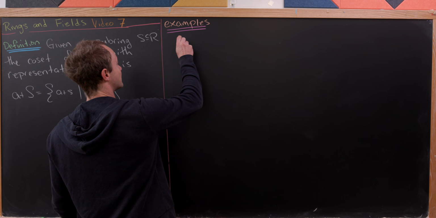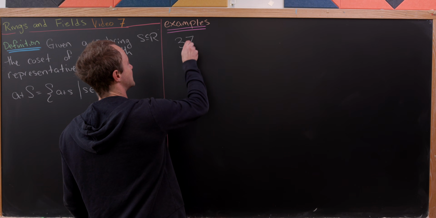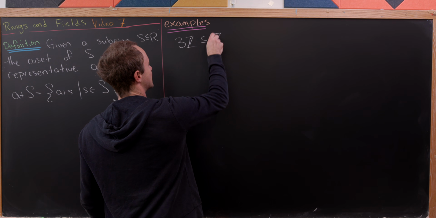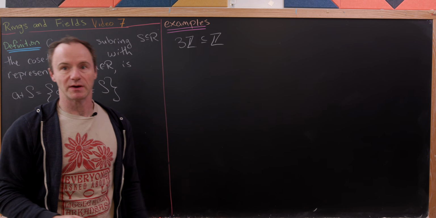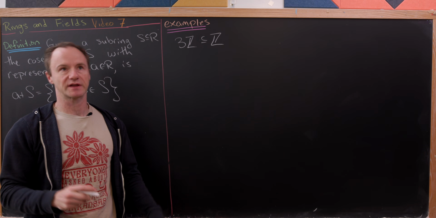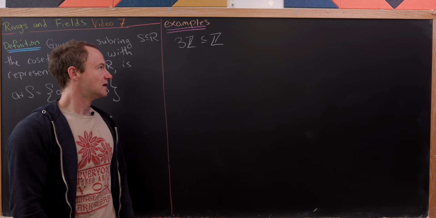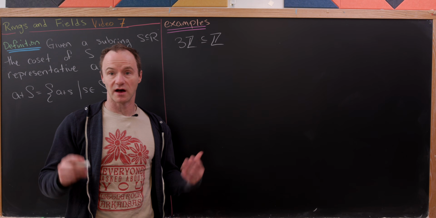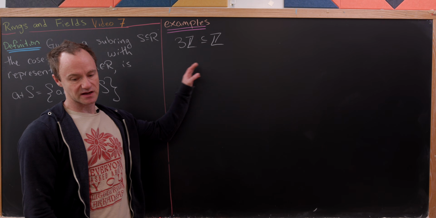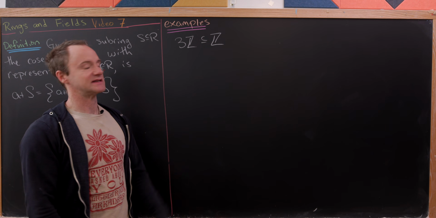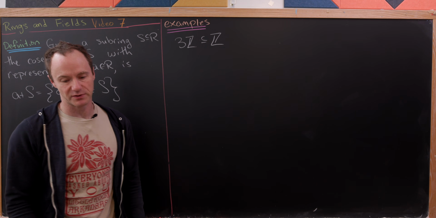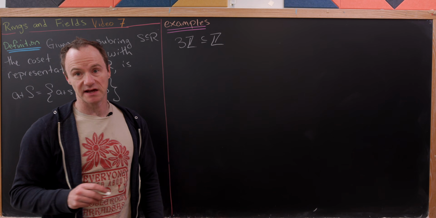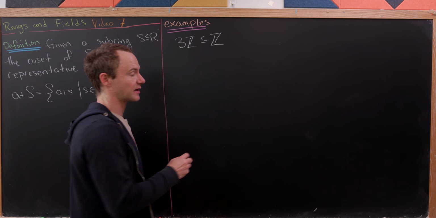First off, I want to recall that the integers form a ring, and within the integers, you've got a bunch of different types of subrings. Well, really one type of subring, but maybe a bunch of different classes of that subring. Let's think about the subring 3Z. That's going to be all multiples of 3. So we could look at some cosets attached to this subring.